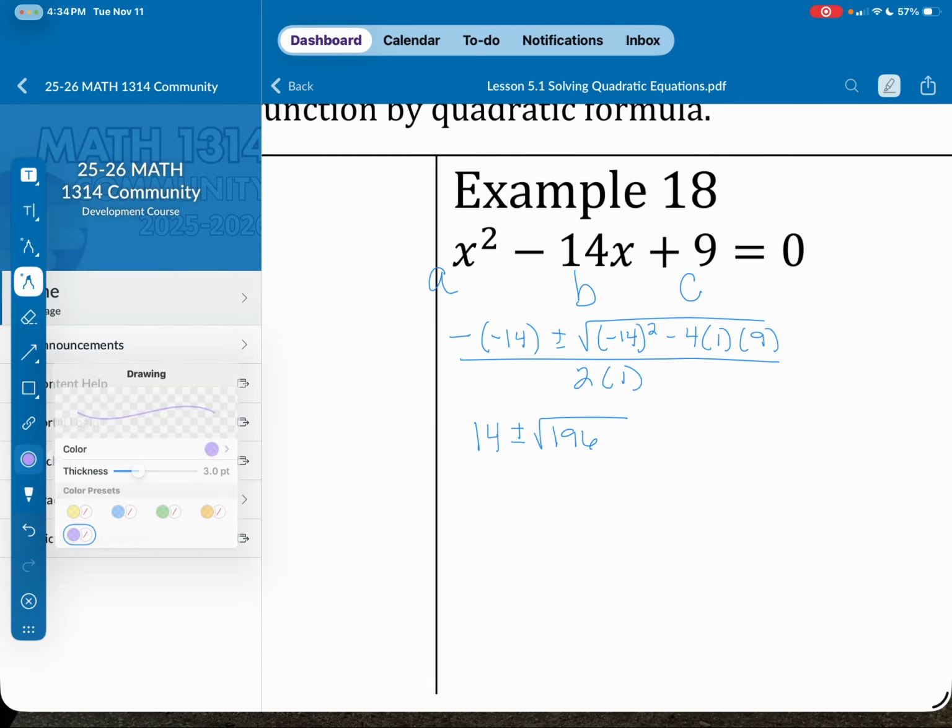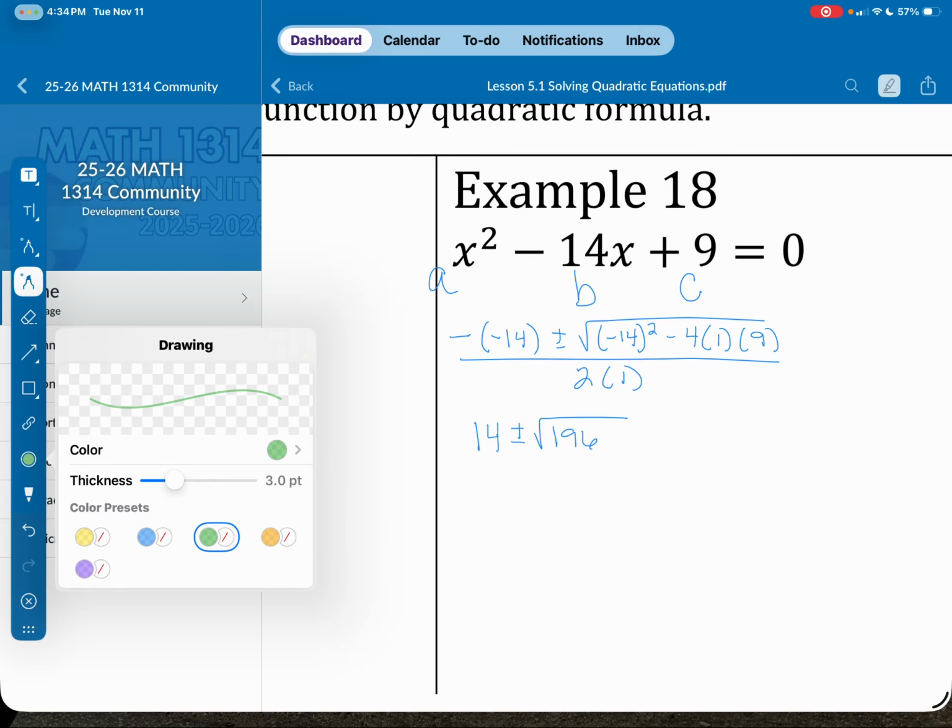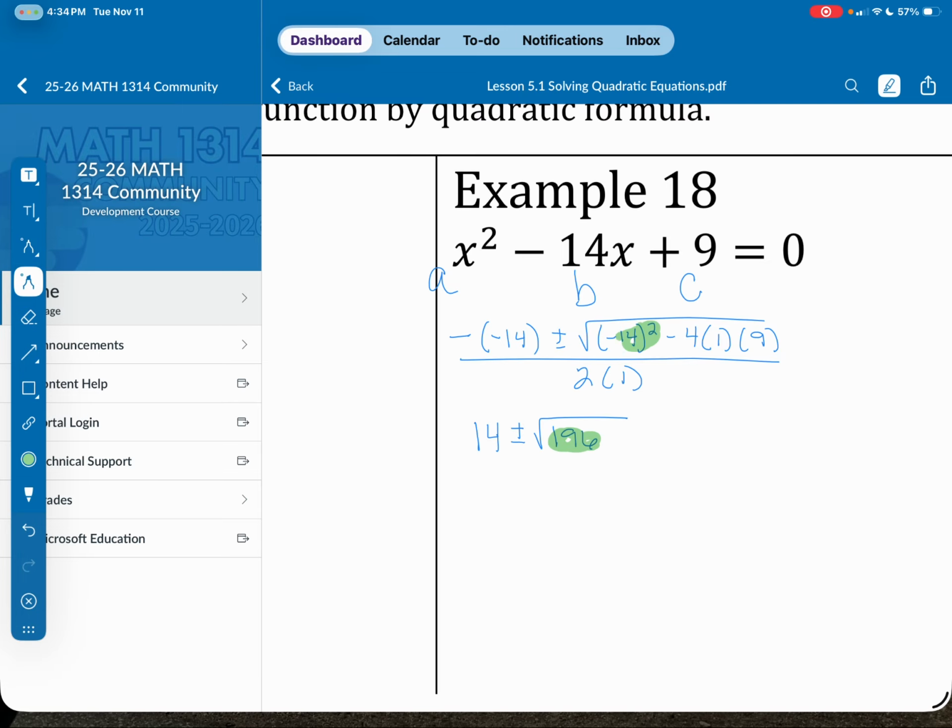Okay, I'll go ahead and highlight again for y'all. Oops, that's green. So this comes from this. Minus 4 times 1 is 4, times 9 is 36. So that 36 came from multiplying all three of those together. Okay, all over 2 times 1, which is 2. Okay.